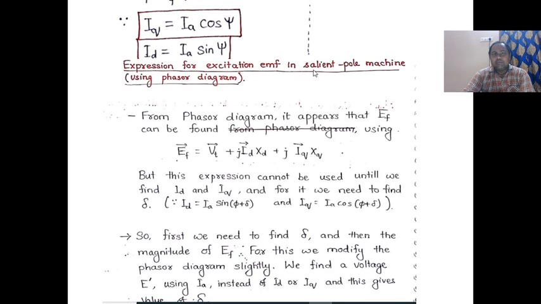Expression for excitation EMF in a salient pole machine using the phasor diagram. From the phasor diagram, it appears that Ef can be found using Ef is equal to Vt plus jId Xd plus jIq Xq. But this expression cannot be used until we find Id and Iq, and for that we need to find delta. Id is equal to Ia sin(phi plus delta), Iq is equal to Ia cos(phi plus delta). So first we need to find delta and then the magnitude of Ef. For this we modify the phasor diagram slightly. We find a voltage E dash using Ia instead of Id or Iq, and this gives the value of delta.